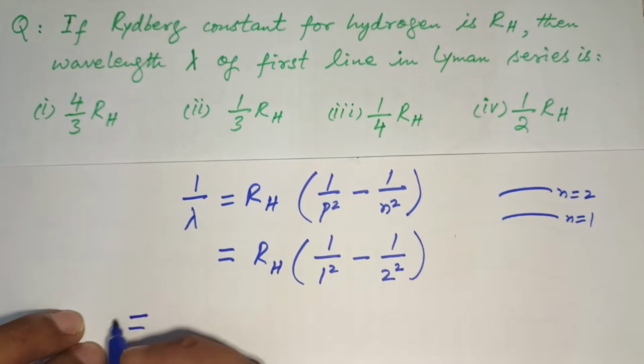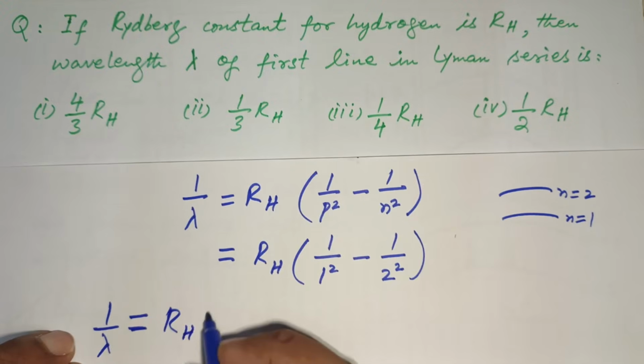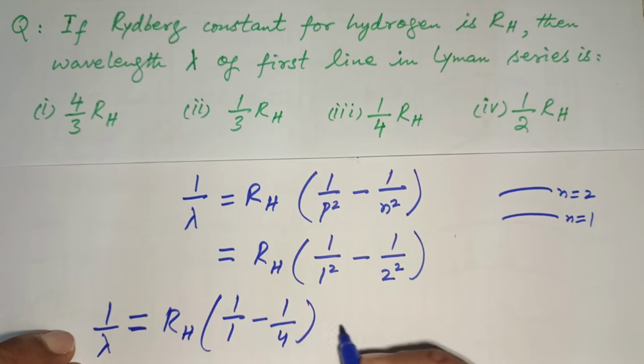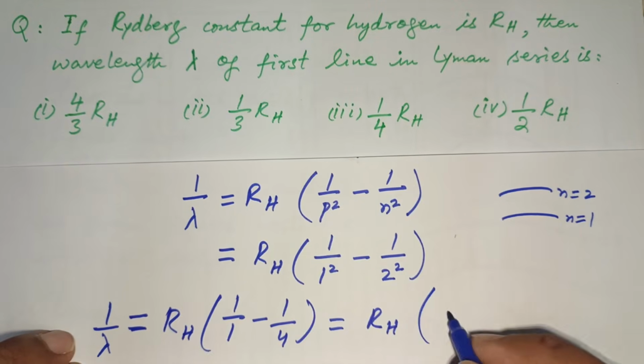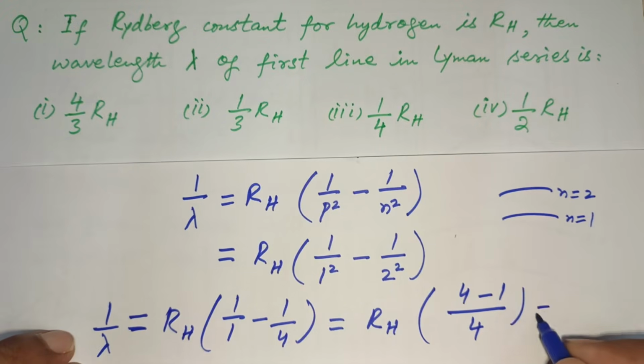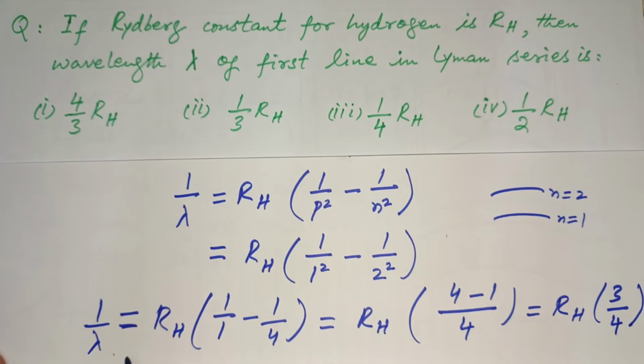So what will happen? This will be 1 over lambda equals to RH times 1 over 1 minus 1 over 4. So the LCM is 4. 4 ones are 4, minus 1. This will be RH into 3 by 4. As this is 1 over lambda, therefore we have to invert it. When we invert it, we'll get 4 by 3 RH. So the first option is correct.